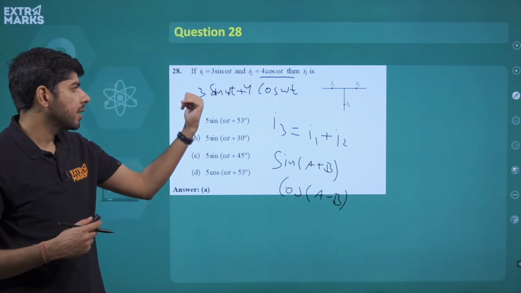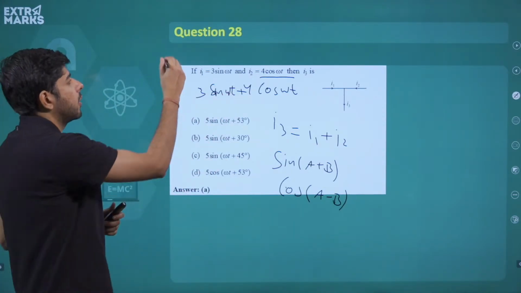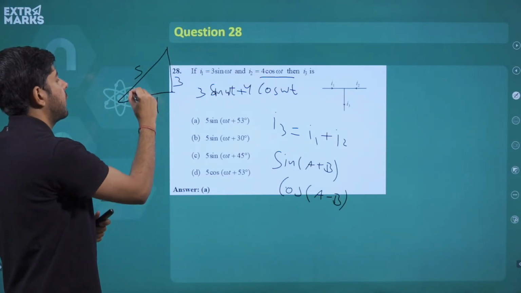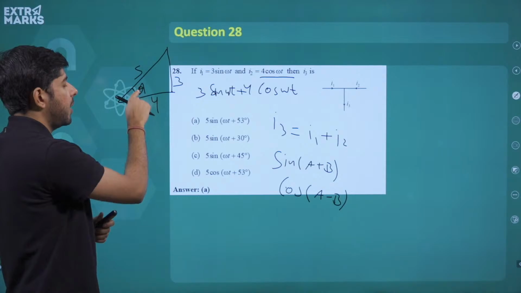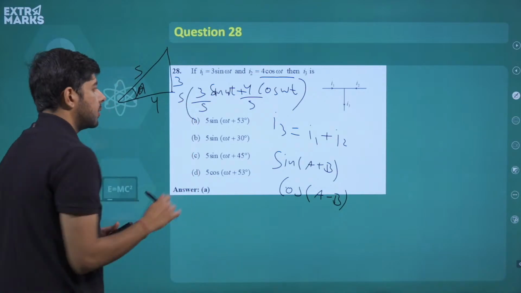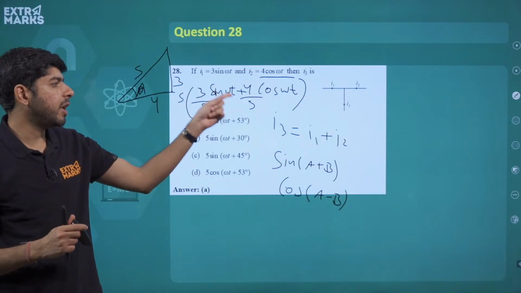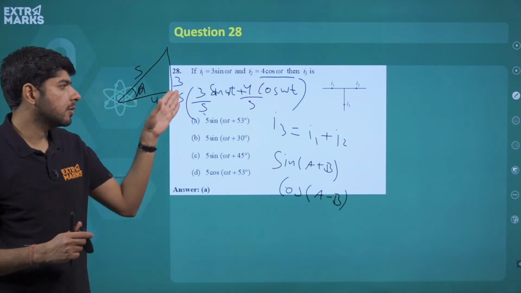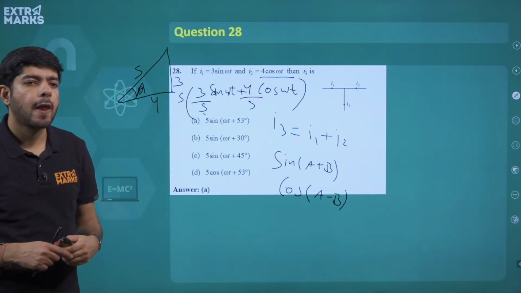So sin A is 3 and cos A is 4. So what kind of triangle is this? So this is 3, this is 4, this is 5. So this is basically angle A. So cos A is 4 by 5. We can multiply and divide by 5. Okay. So sin A is 3 by 5. Sin A sin B plus cos A, 4 by 5, cos omega t. So sin A sin B plus cos A cos B is cos of A minus B. That is your answer. Alright.